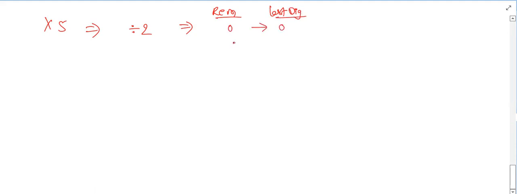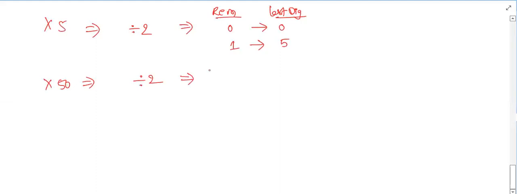Just giving an idea for the next class. If it is multiplication by 5, we will divide it by 2. Based on the remainder, we'll keep the last 1 digit. Remainder 0, last digit 0. Remainder 1, last digit 5.